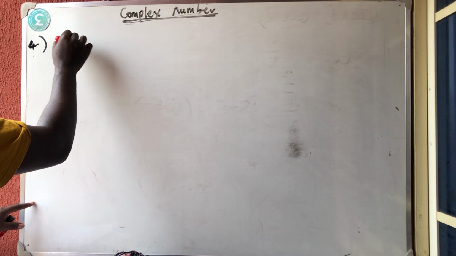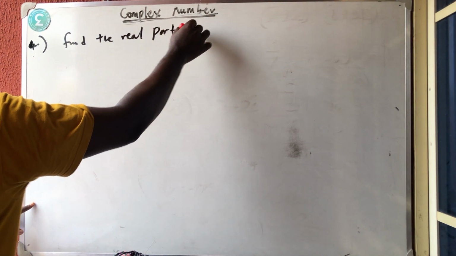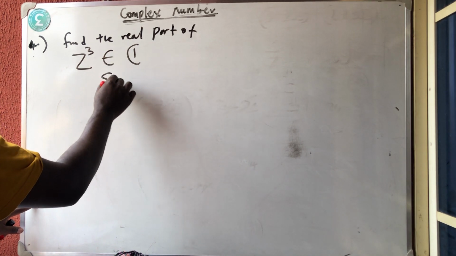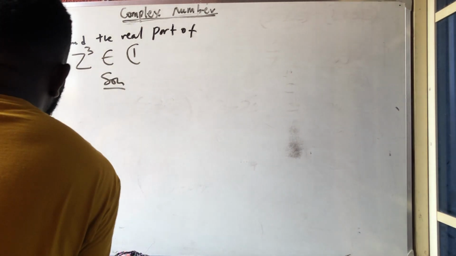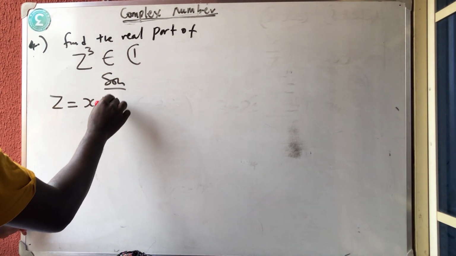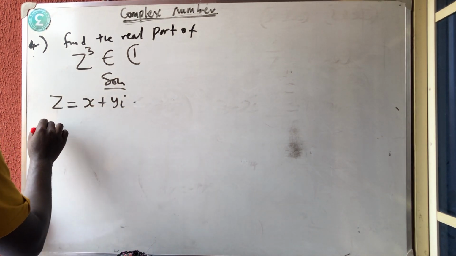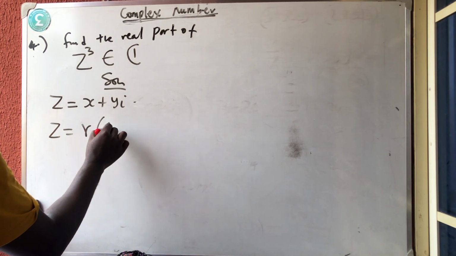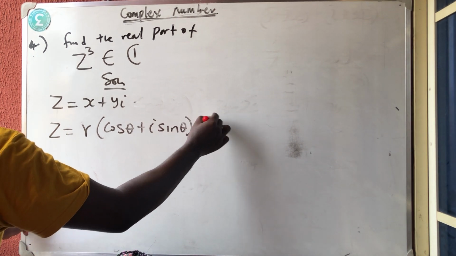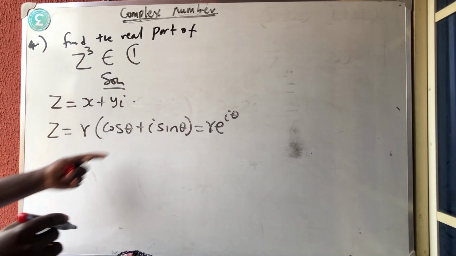Number 4 said find the real part of z raised to power 3, where z is an element of complex numbers. Solution. We know that z is the same thing as saying x plus yi, which is the same as saying z is r bracket cos theta plus i sin theta, which is equal to r e raised to power i theta.